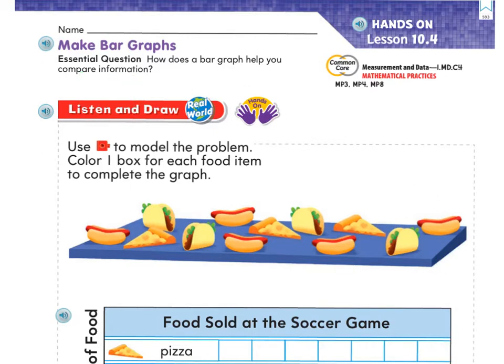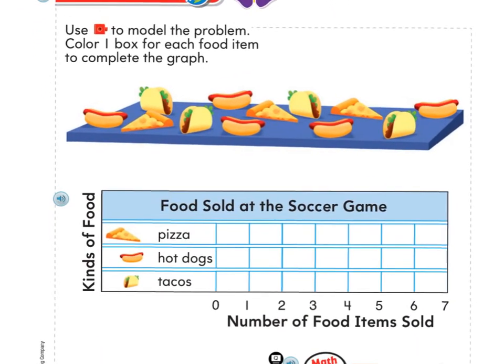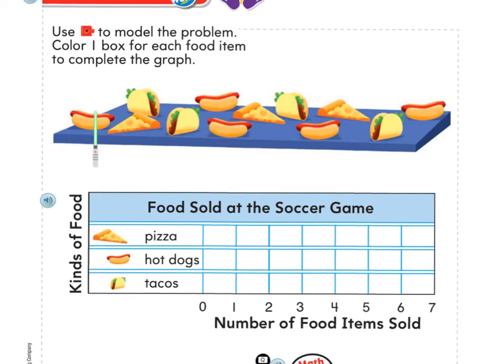Okay, so here we have some food on a table. Do you see that? Let me read the problem to you. There's this guy named Dan, and he's selling food at a soccer game. Dan keeps track of all the food he sells at the soccer game. He sells all of the food on the table. Make a bar graph to show the food Dan sells. Okay, so here's our table, right? And he sells all the food on the table.